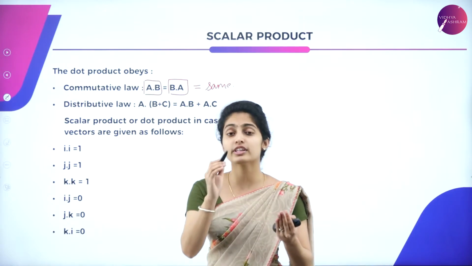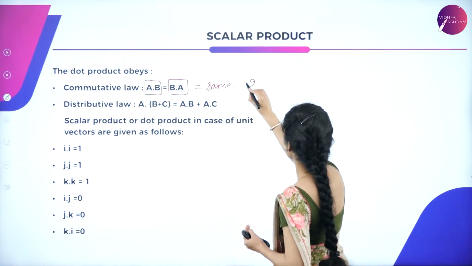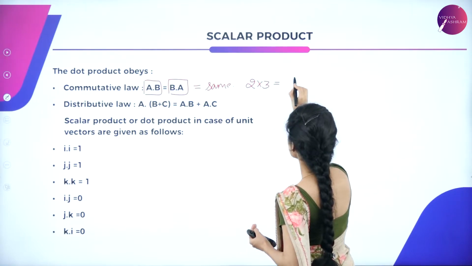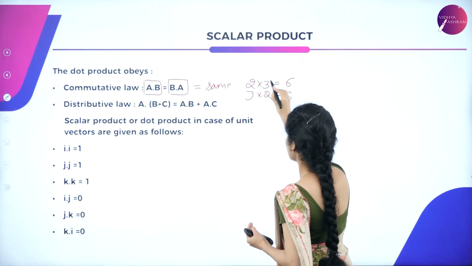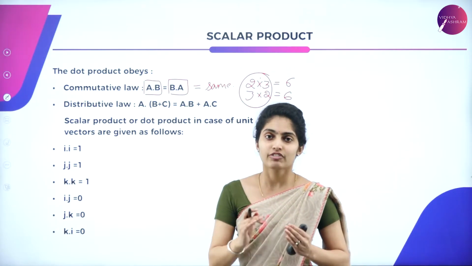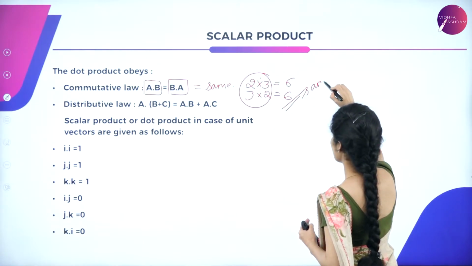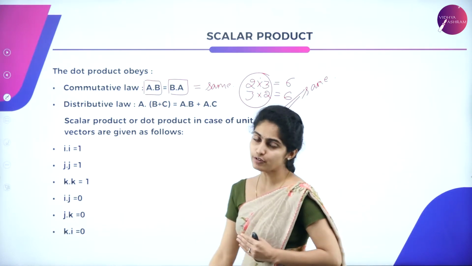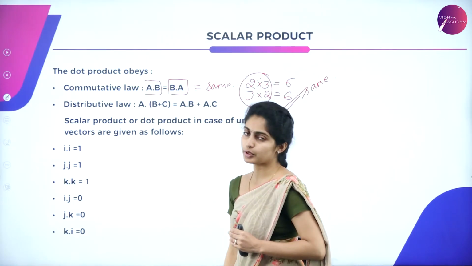2 2s are 4, or else you can give it as 2 into 3. So 2 into 3 is 6. Again 3 into 2 is also 6. In multiplication, when you change the order, the result will be the same. Such kind of a property is called the commutative property. So your scalar product or the dot product obeys commutative law.